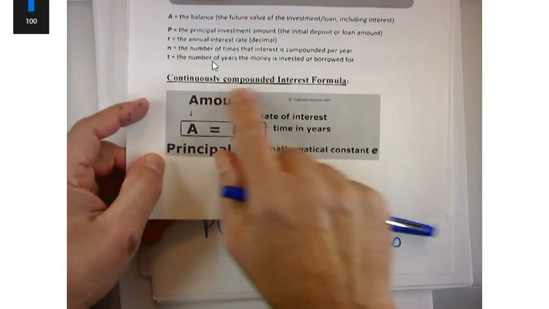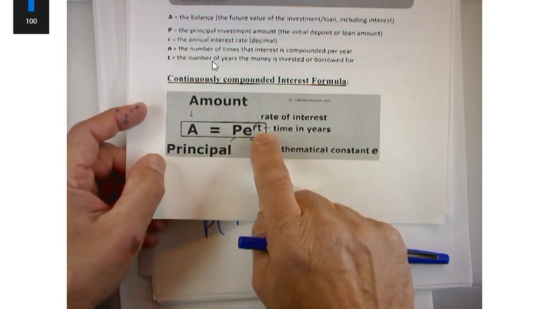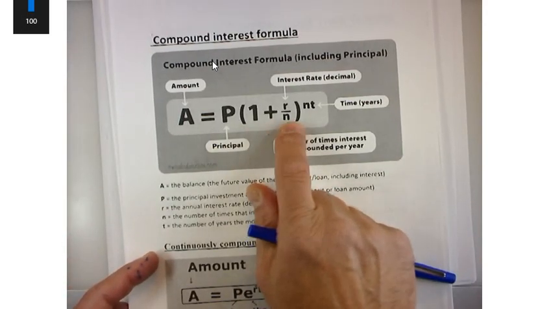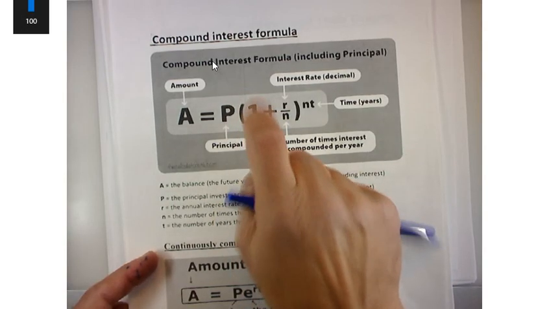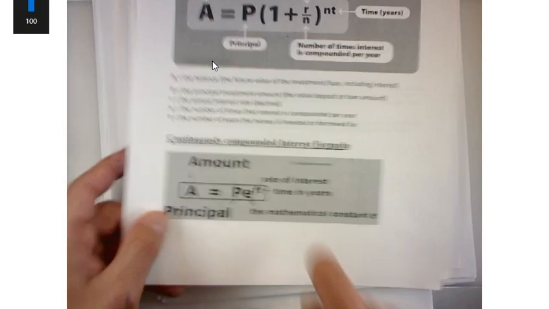So for continuous compounding, we use Pert: P is the principal, r is the rate, t is the time, and A is the amount. If it's any other compounding, then we use the first formula. So for any compounding, use the first formula, and for continuous compounding, use Pert.